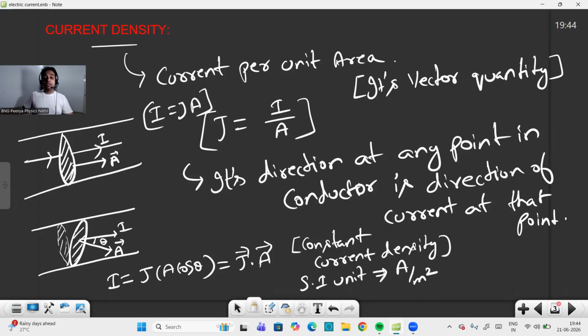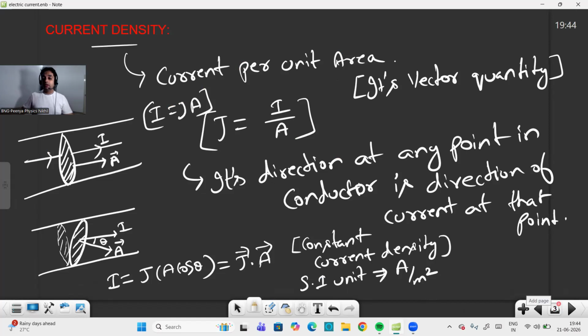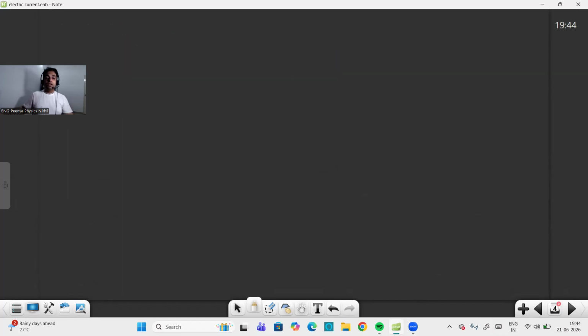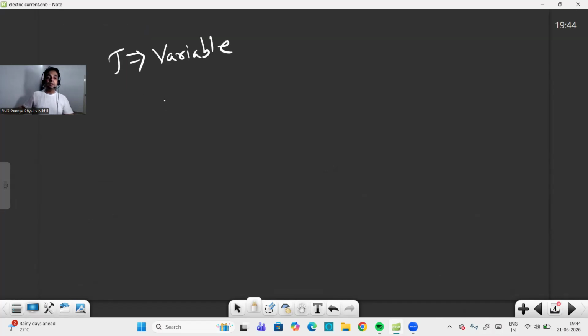So if constant current density is there, we use I equals to J vector dot A vector. If there is no constant current density, it means current density is changing, it's variable. So what will we do in that case? If J is variable and we have to find the current, we find the current di first. Already in physics we have seen that when variable terms come, we use differentiation and integration as a tool to find the total value.